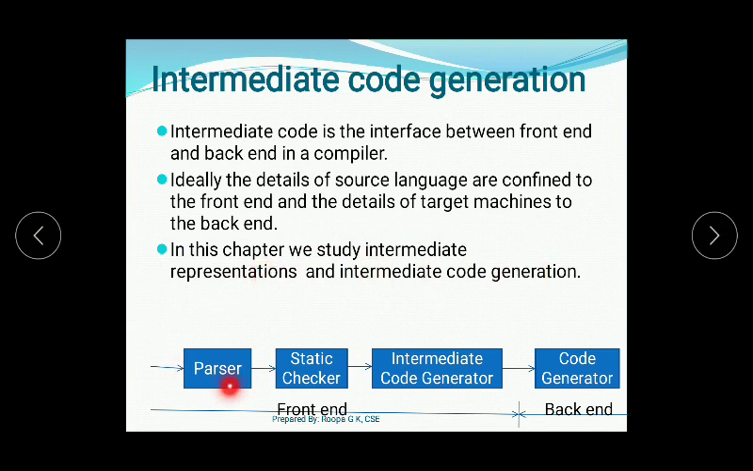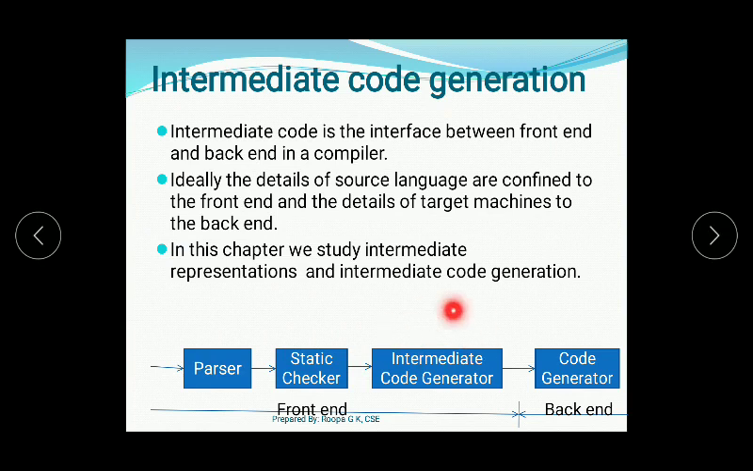Now observe this figure carefully. You have intermediate code generation over here. Before this intermediate code, you have the parser and static checker. That means this parser also includes the lexical analyzer as well as the syntax analyzer. The static checker means semantic analysis. So after these three phases, your source language statement is given as input for this intermediate code.